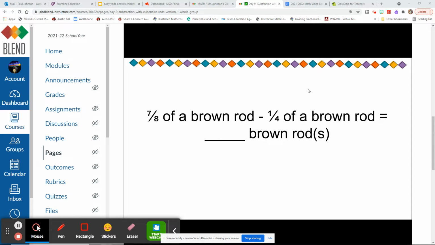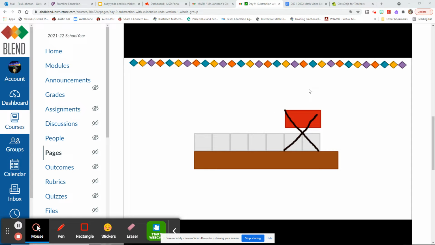7/8 of a brown rod minus 1/4 of a brown rod. There we go. We have a picture that's supposed to represent 1/8. There's 3 1/8s. There are 4 groups of 1/8. 5 1/8 pieces, 6 1/8 pieces, and 7 1/8 pieces. All right, so there's our 7/8 right here.